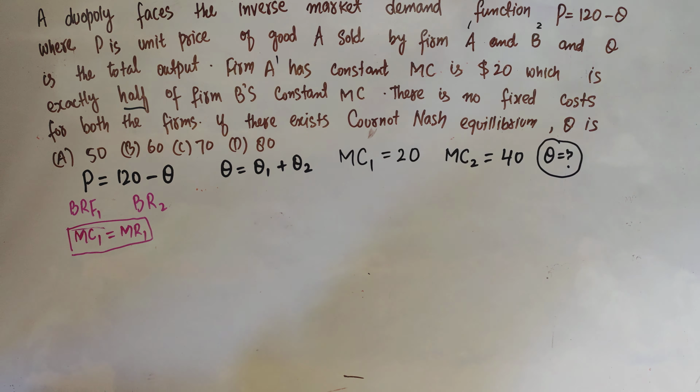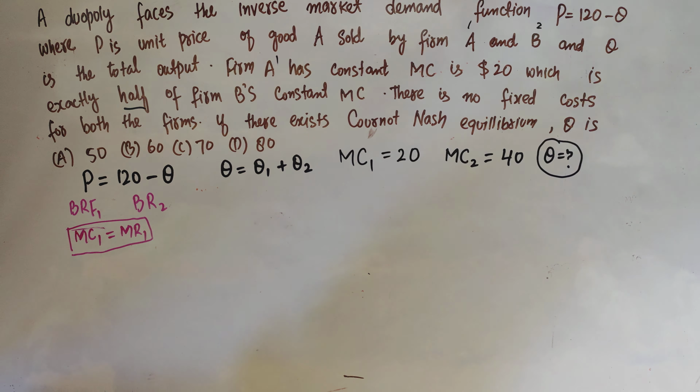Here let's find the marginal revenue of firm 2, which is the partial derivative of the total revenue function of firm 2 with respect to the output of firm 2. The derivative of 120 Q2 is 120, the derivative of Q1 Q2 is Q1, and the derivative of Q2 squared is 2 Q2. The marginal cost of firm 2 is given to us as 40. So equating marginal revenue with marginal cost, we equate 120 minus Q1 minus 2 Q2 with the marginal cost of firm 2.